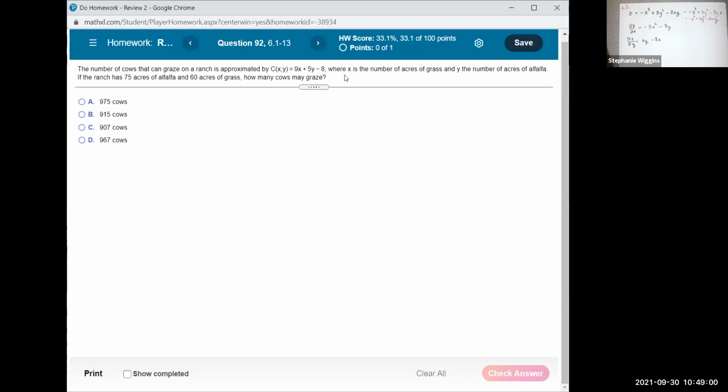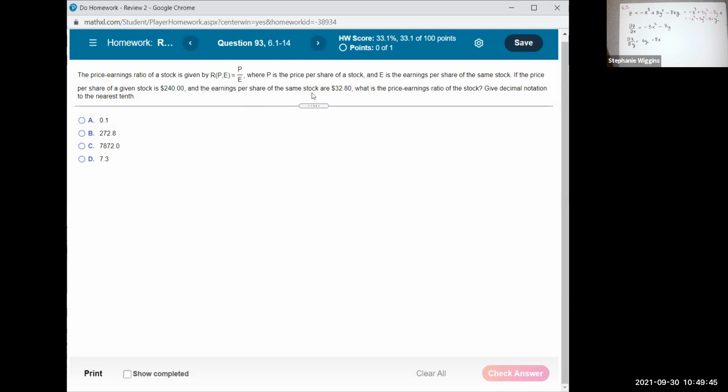Here's just an application problem from 6.1. You're just plugging in numbers. Here we're given a function. Don't be bothered by the fact that it's a word problem. It says if the ranch has 75 acres of alfalfa and 60 acres of grass, how many cows may graze? X is the grass, Y is the alfalfa. So X is 60 and Y is 75, and you just plug those into your calculator, and that's how you do that one.